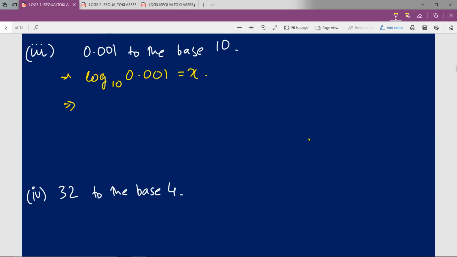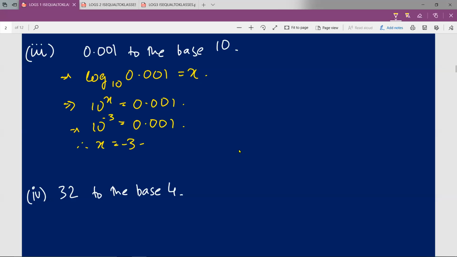Now, again, this is in logarithmic form, so I can write this in exponential form: 10 raised to the power x is equal to 0.001. Now again, what power of 10 gives you 0.001? That power would be minus 3. So 10 raised to the power minus 3 will be equal to 0.001. I can write this as x is equal to minus 3.